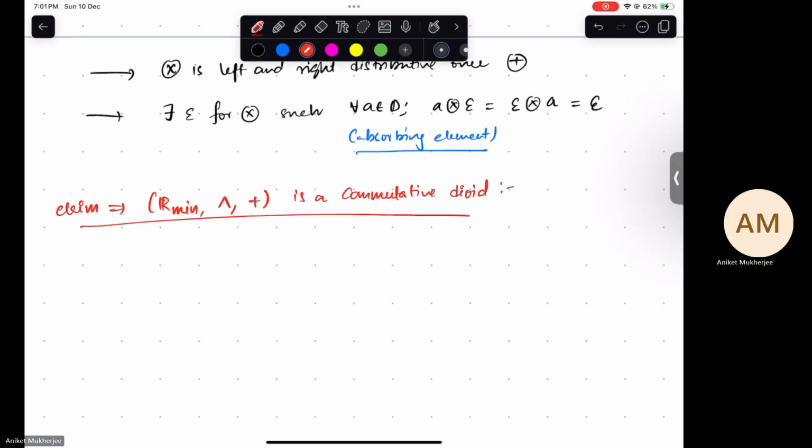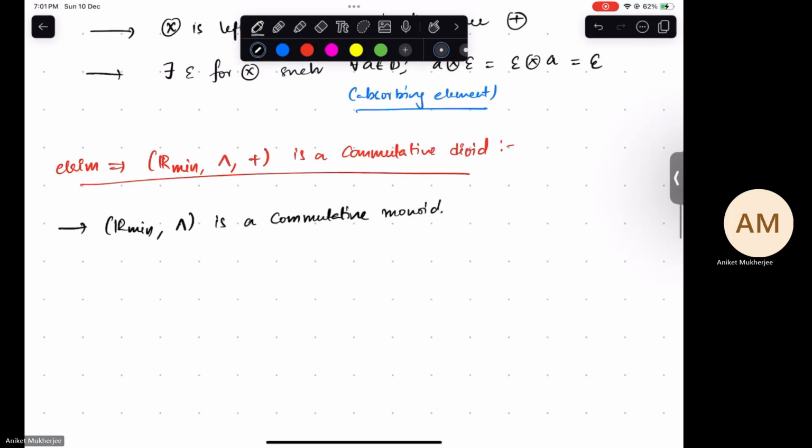Okay. So we'll go one by one. So first we'll show that R min is a commutative monoid, right? So to show that, first we need to show that min is associative, right? So for all a, b, c belonging to R min, we have (a min b) min c equal to a min (b min c), right?